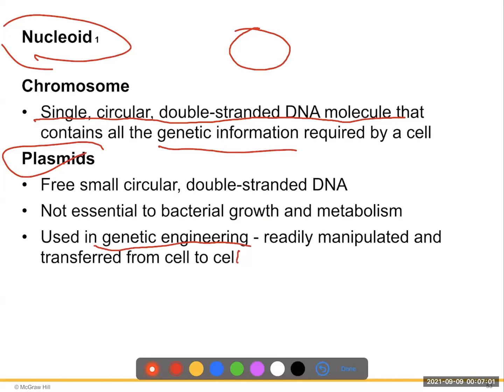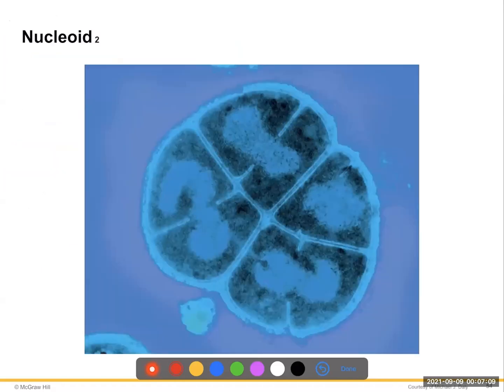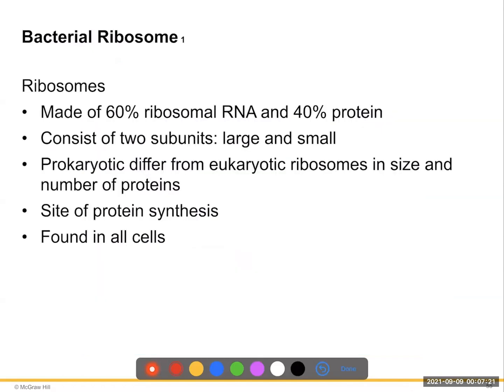Okay. So we can transfer this plasmid from one cell to another after we've made its chains. These are nucleoids. Again, this is your DNA kind of in the center of the cell. There's no nucleus around it, it's just the material inside the cell. That's your nucleoid. The ribosome. Ribosome is where proteins are made.